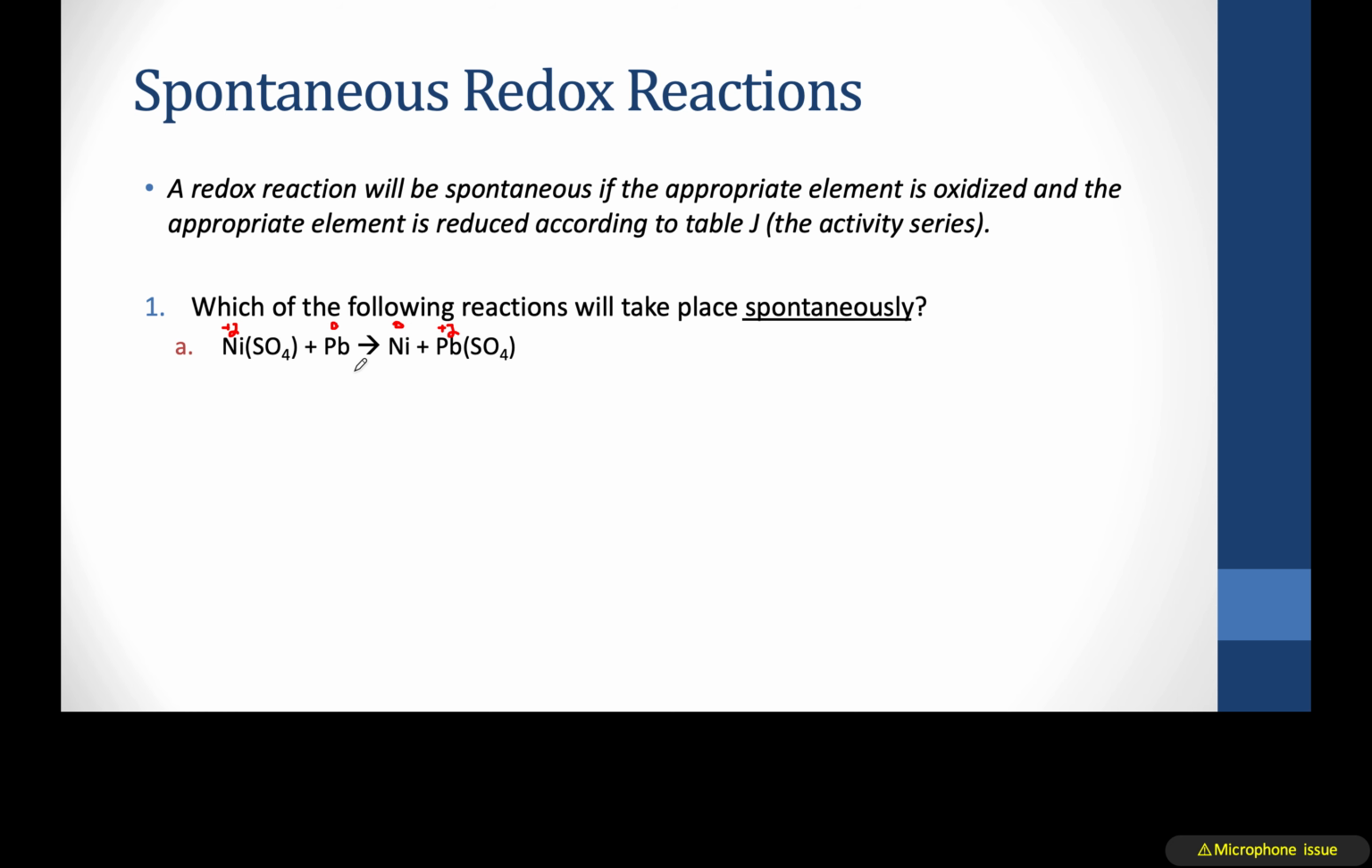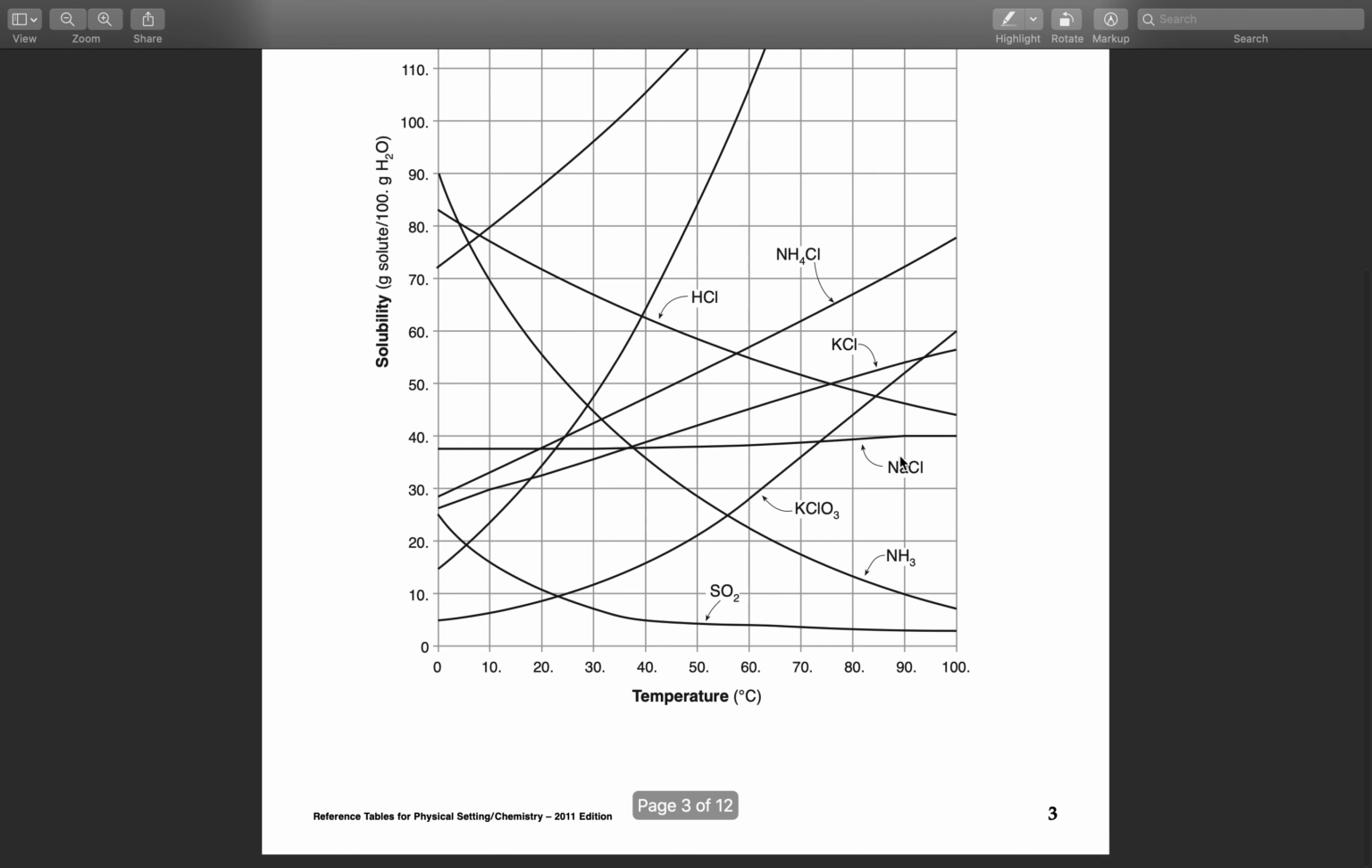So if we look here, nickel goes from 2+ to 0, which means it got reduced. Reduced, oh boy. And then lead goes from 0 to 2+, which means it got oxidized. Now we have to look at table J to see if that's what was supposed to happen. We have nickel and lead. Didn't we just do this one? No, we didn't. Okay, so we go to our table J.